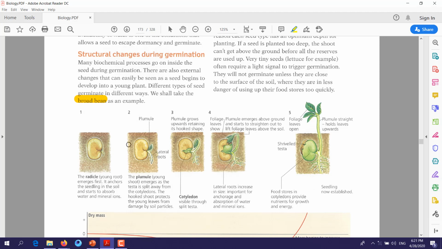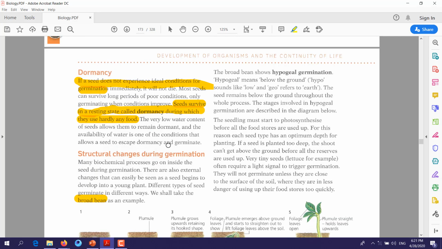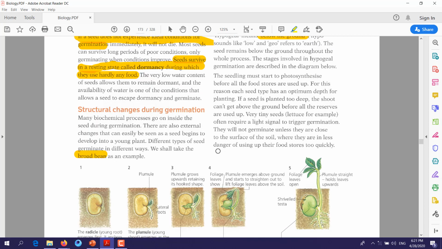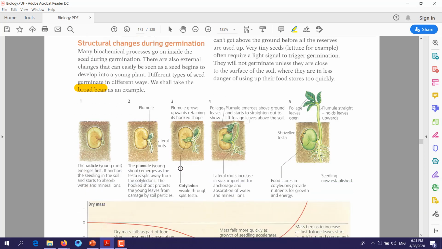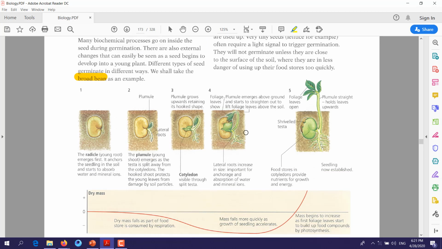Okay, this kind of seed grows in a way we call hypogeal germination. Hypogeal germination, it means what? It means below the ground. So the growth of the seed below the ground. Now we will see what are the changes in the outer structure. What will happen during germination?